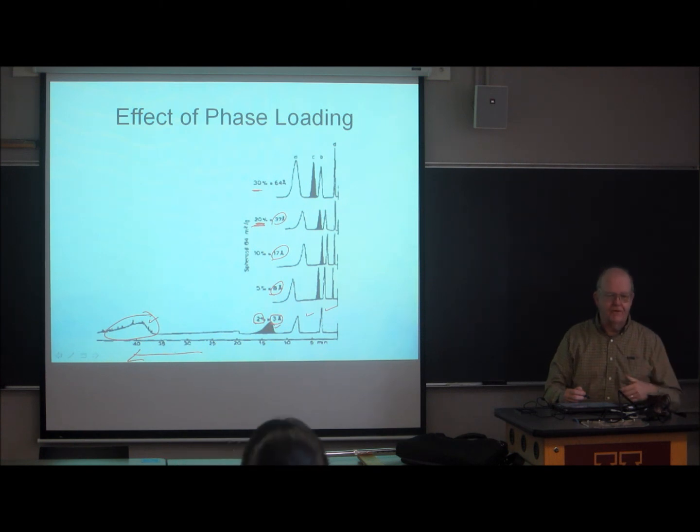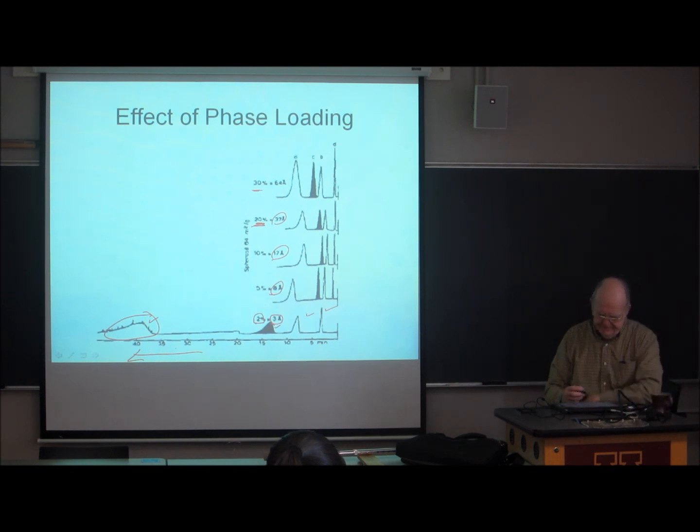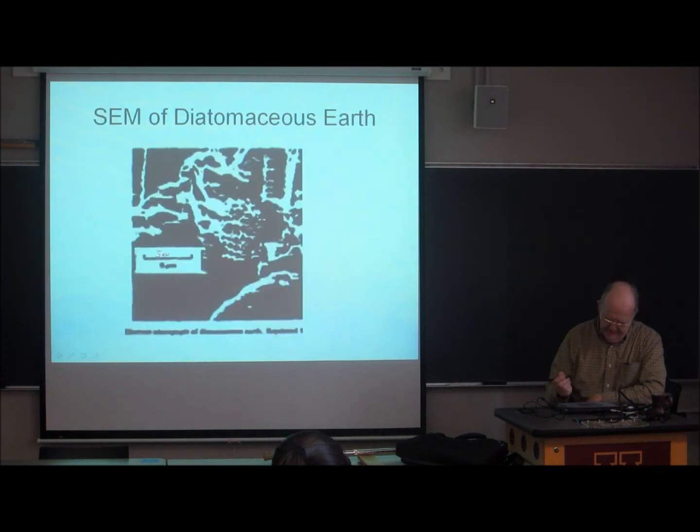So you can't put on as much stationary phase as you want, because ultimately the film gets so thick that diffusion in the stationary film becomes a limiting factor in terms of mass transfer into and out of the film, and the peaks get wider. Well, there's the diatomaceous earth again.